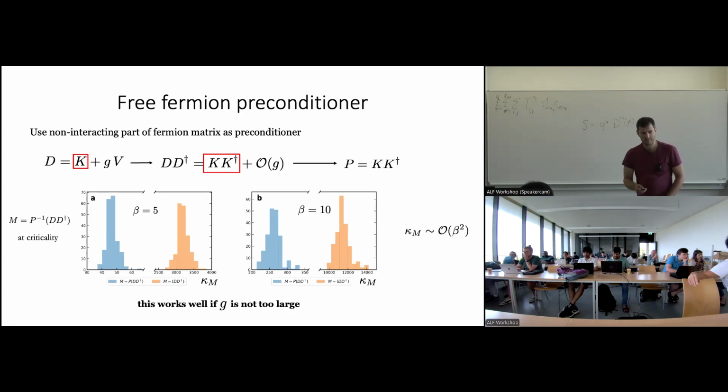So the question was, as a function, so why beta squared? Is that empirical? Can you show it? That is empirical. Yeah, I'm not sure how to show it rigorously.